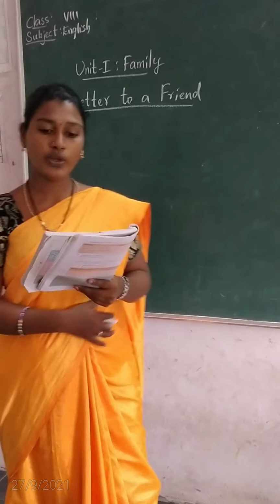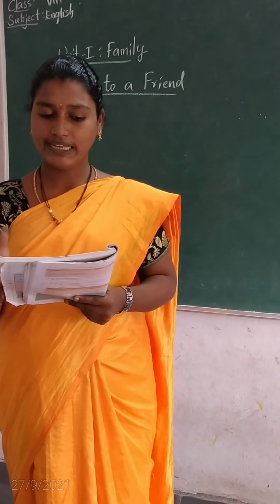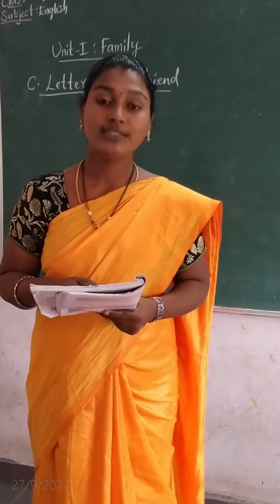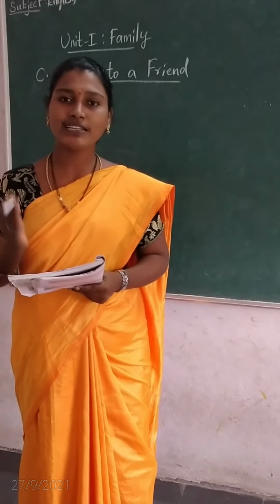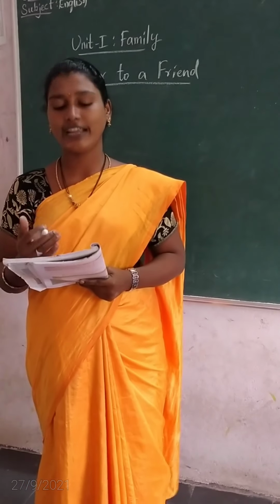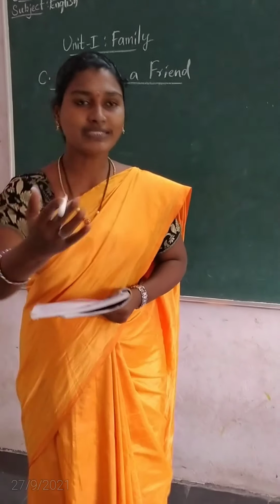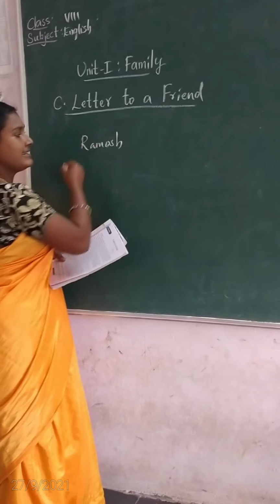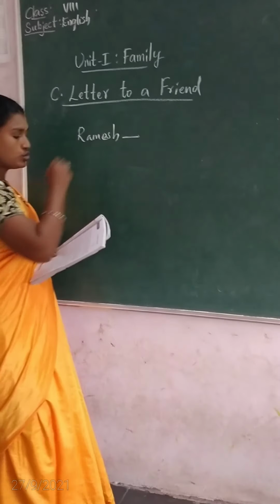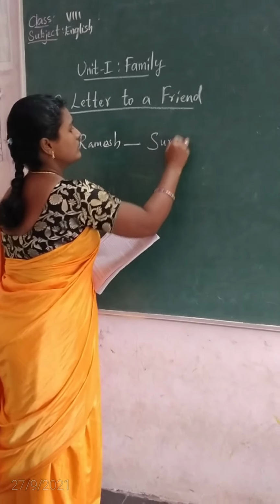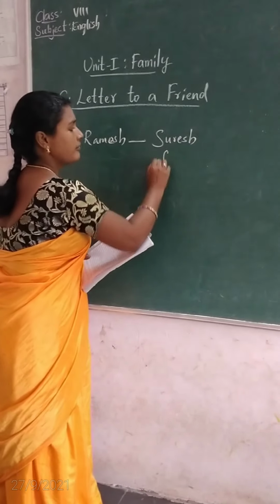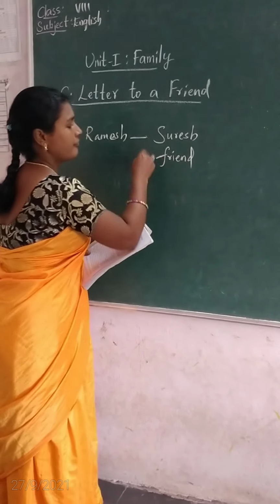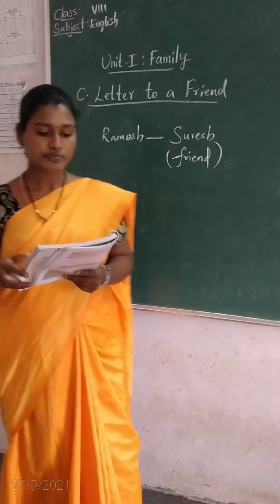See here, who is writing this letter? Let us see. Hyderabad and date. Dear Suresh, this is Ramesh. Who is writing the letter, children? Ramesh is writing a letter. To whom is he writing? Ramesh is writing a letter to Suresh. Who is Suresh? Friend. Let us see. Dear Suresh, this is Ramesh.